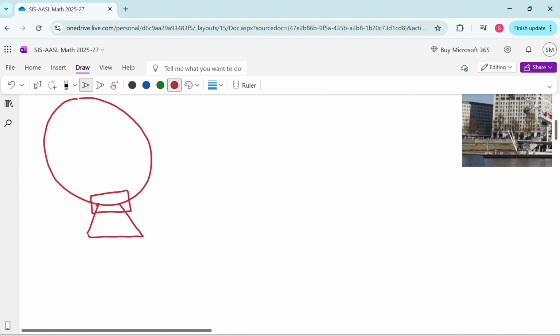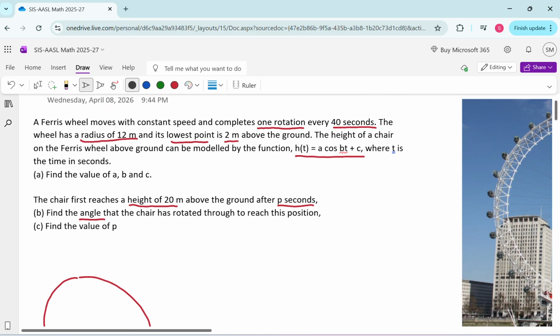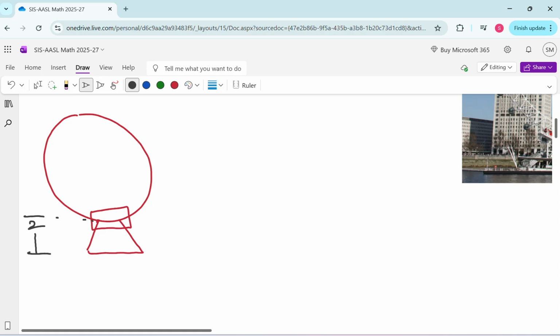So the person who's taking a ride has to climb up 2 meters, reach here, and up till here it is 2 meters. That's the minimum point or the lowest point above the ground. And the other information which we have is radius is 12. So if this is the center of the Ferris wheel, this distance is 12, and obviously the other side of it will also be 12, making the diameter 24. So this total will be 24 here.